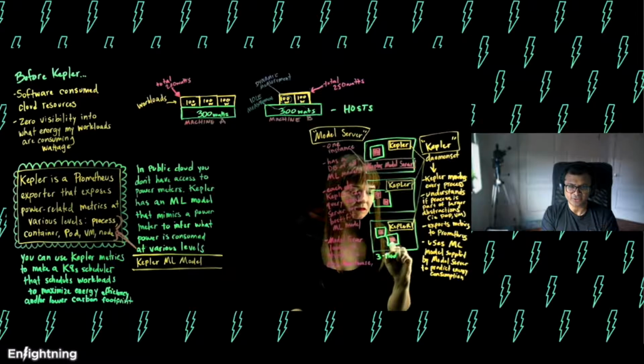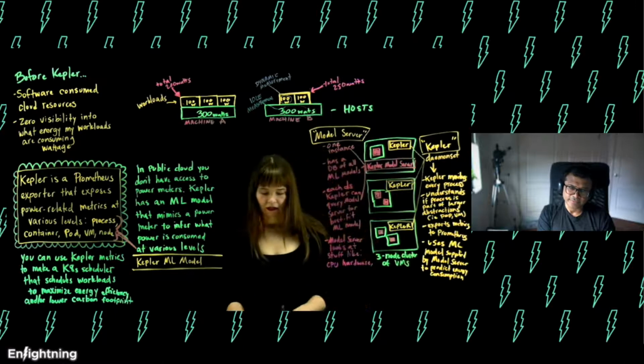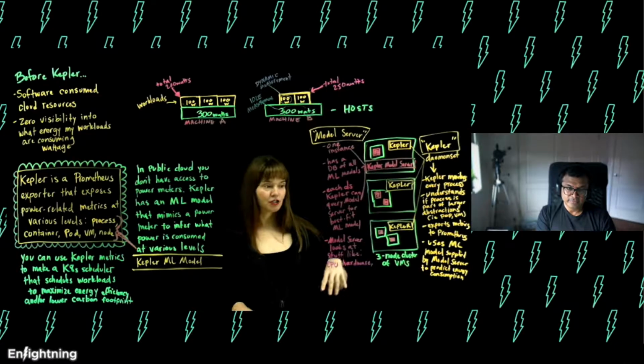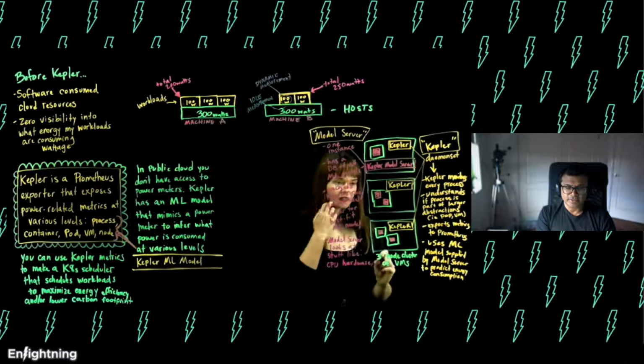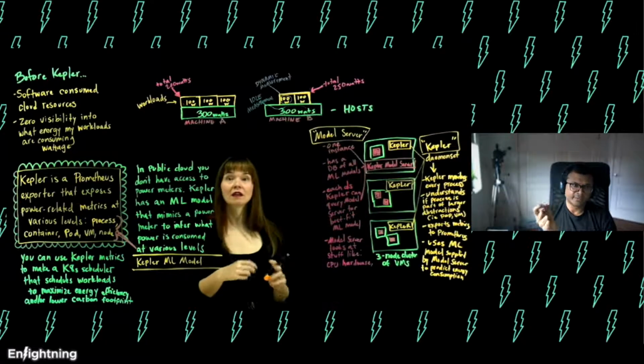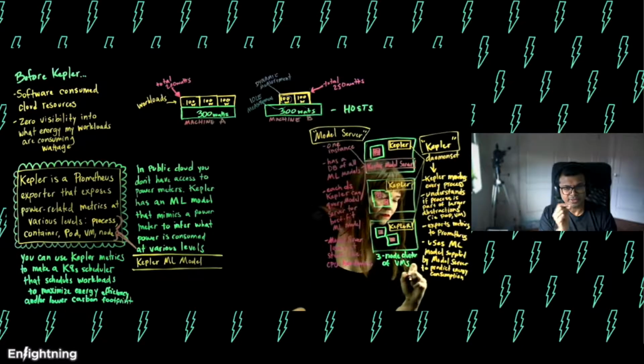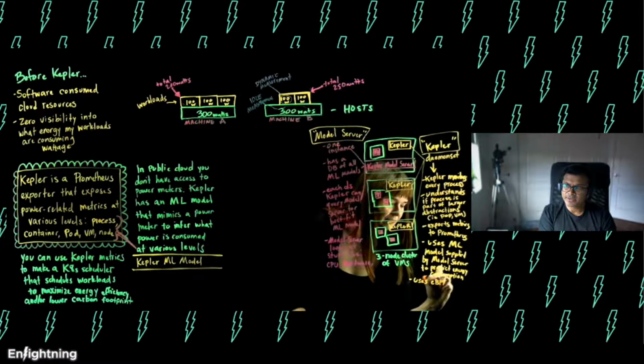For each process that gets scheduled, it accounts for the CPU usage. So this Kepler daemon set uses eBPF to do what? To look at every single process that gets scheduled by the kernel, and to compute how much CPU time it is taking, because the power consumption of a process has a high correlation with the CPU usage.